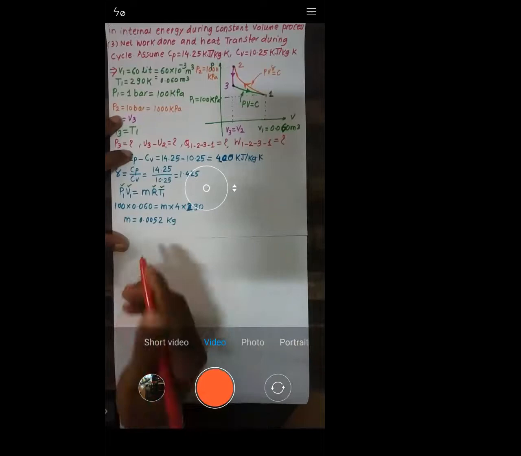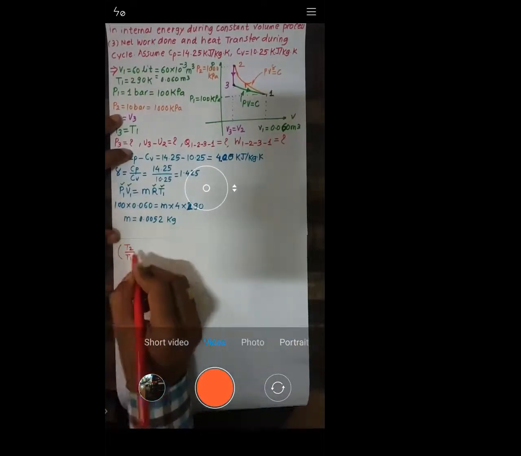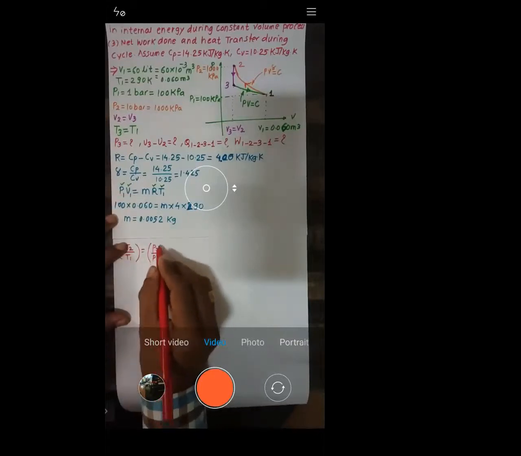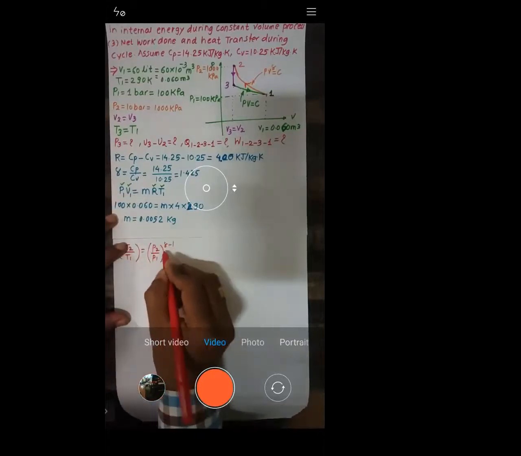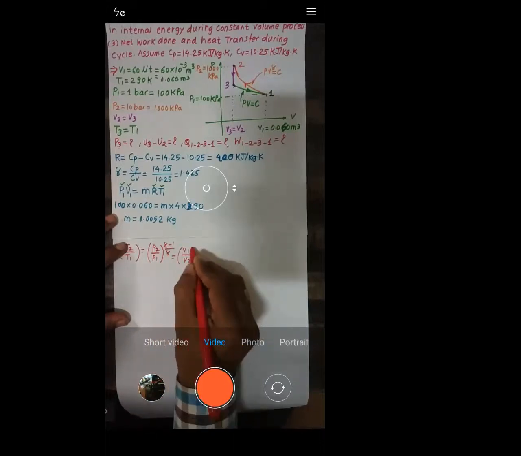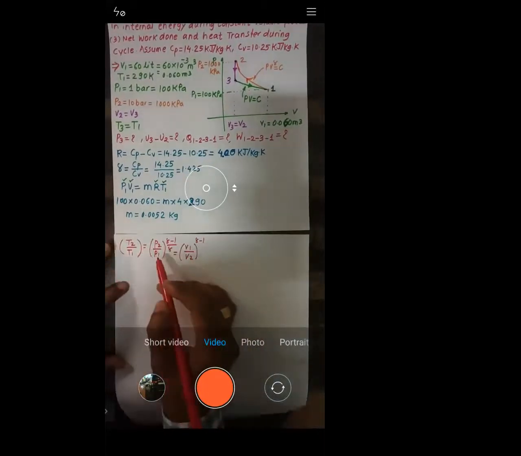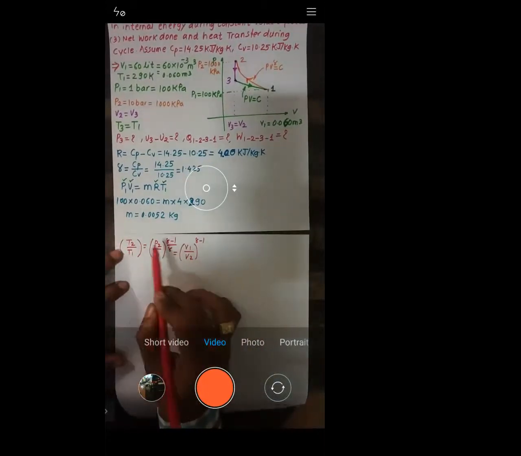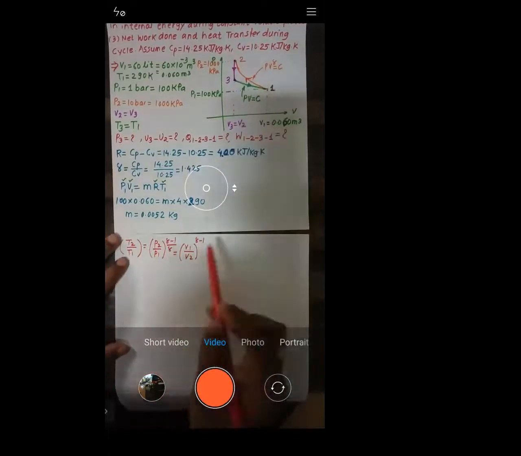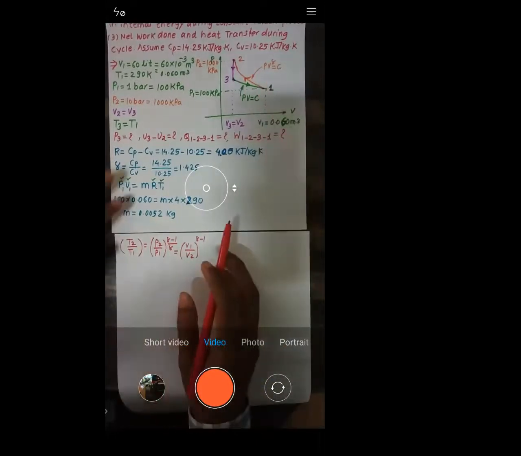So for an adiabatic process, we have seen the relation T2 by T1 is equal to P2 by P1 raised to power gamma minus 1 by gamma, is equal to V1 by V2 raised to power gamma minus 1. You can check it. This expression we have already derived. This is the relationship between temperature, pressure, and volume for an adiabatic process. Why I have taken this relation? Because 1 to 2 is an adiabatic process.